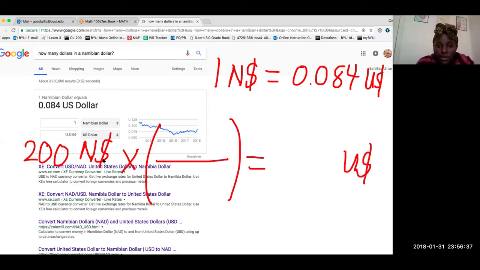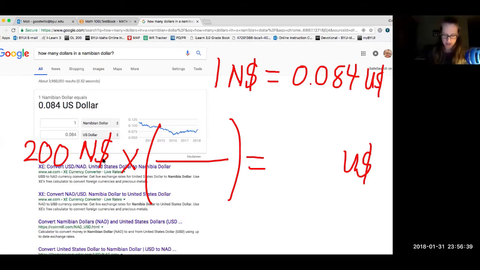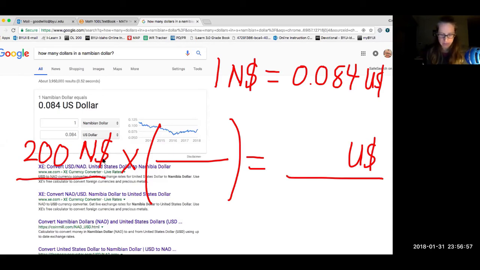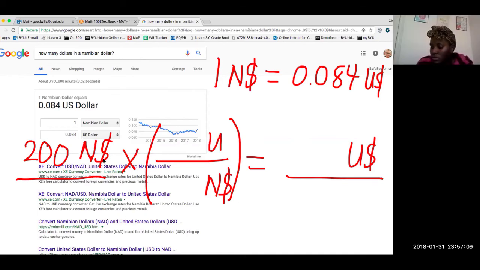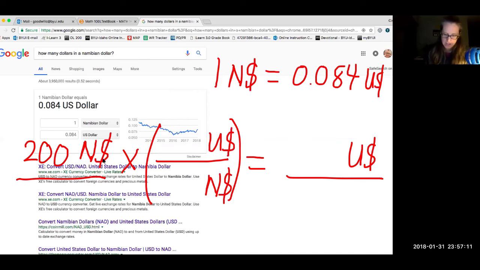So US will be at the bottom? It's going to be at the top. Here, I'll show you. Yes, on the top, because we're not going to end up with a fraction at the end. So Namibian dollars, we want that at the bottom because we want it to cancel out, right? And US dollars, we want that at the top. So we're going to take 1 Namibian dollar and put that at the bottom, and the US dollars, we're going to put that at the top.